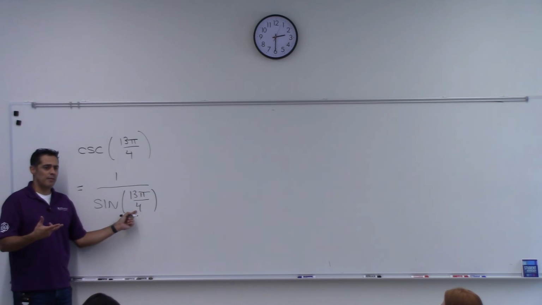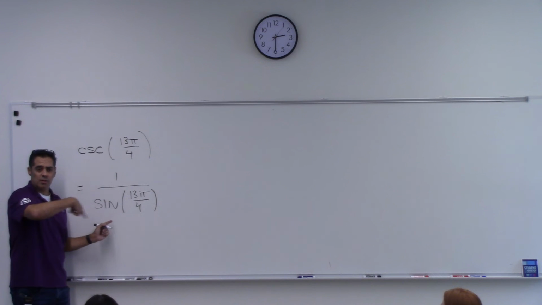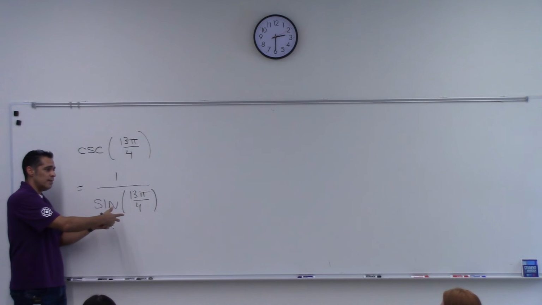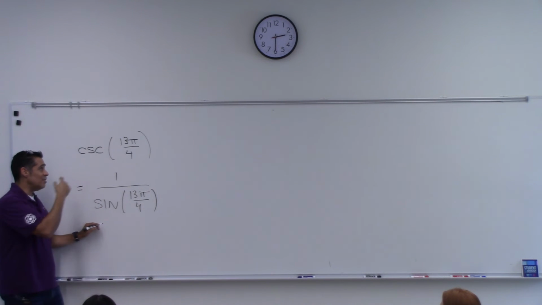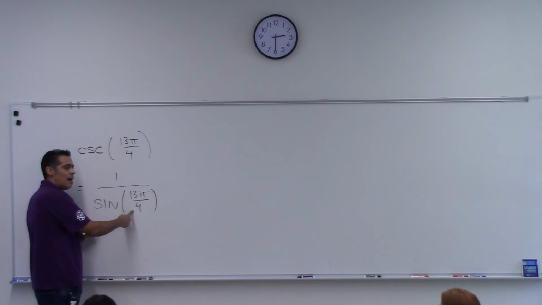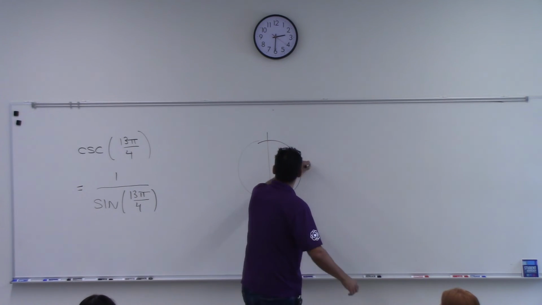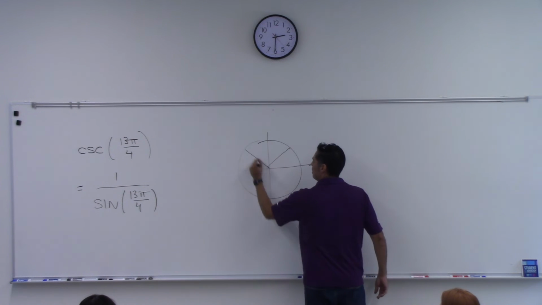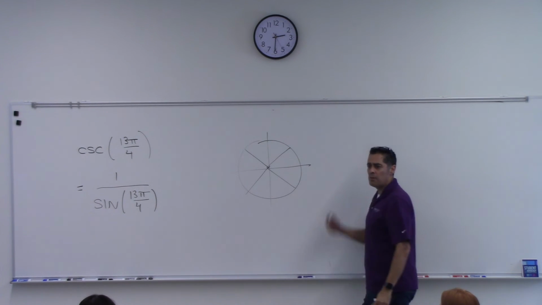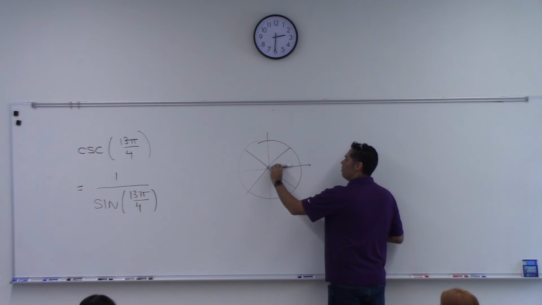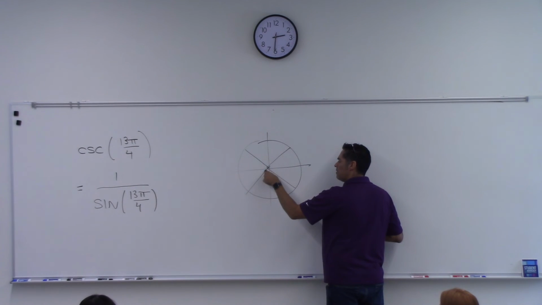Well, for 13 pi over 4, sine is the y coordinate on the unit circle, right? On the unit circle, sine is always the y coordinate, cosine is the x coordinate. So I just need to go to this angle and pop off the y coordinate. I know that pi over 4s are these angles. So I need 13 of them. So I'm just going to count. 1, 2, 3, 4, 5, 6, 7, 8, 9, 10, 11, 12, 13.